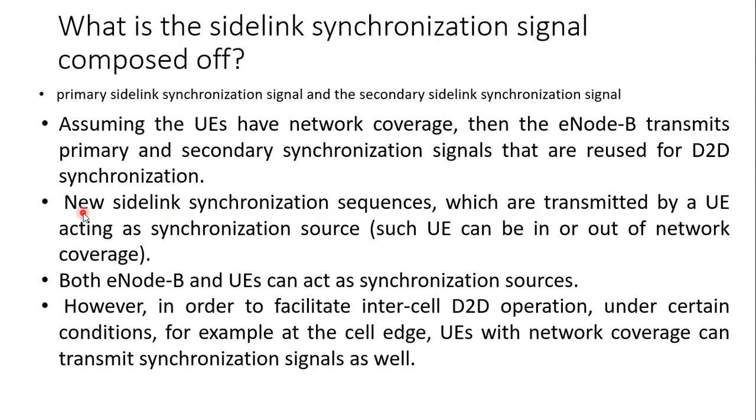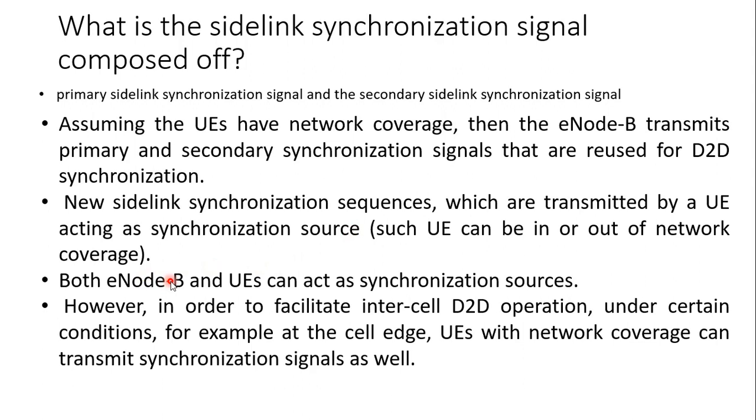Next, new side link synchronization sequences which are transmitted by a UE will act as a synchronization source. So such a UE can be in or out of the network coverage area also. Now both eNode B and UE can act as a synchronization source.